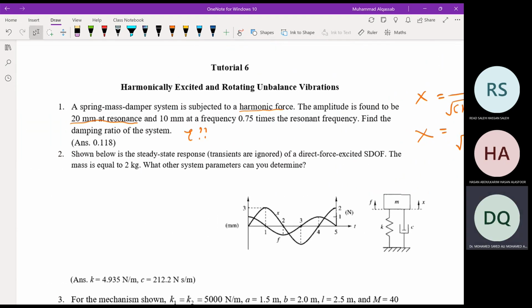Question number 2: shown below is the steady state response. Transients are ignored.